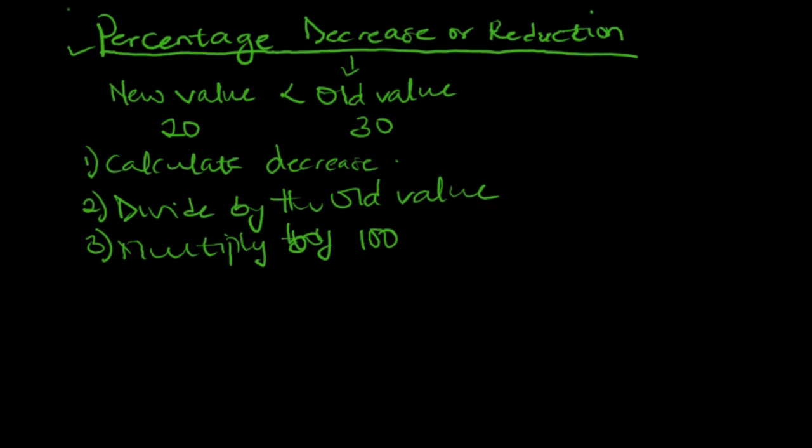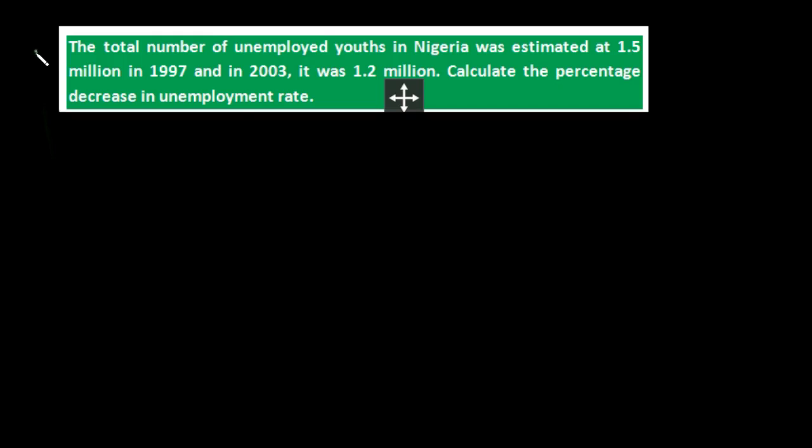So let's take the first example. The total number of unemployed youth in Nigeria was estimated at 1.5 million in 1997, and in 2003 it was 1.2 million. Calculate the percentage decrease in unemployment rate. Sometimes it may not be stated as a percentage decrease, but you have to look at it. In 1997 it was 1.5 million, in 2003 it's 1.2 million. This is a percentage decrease. So how do we calculate that?